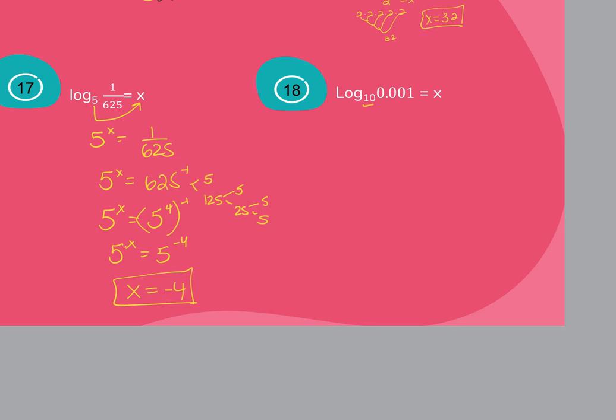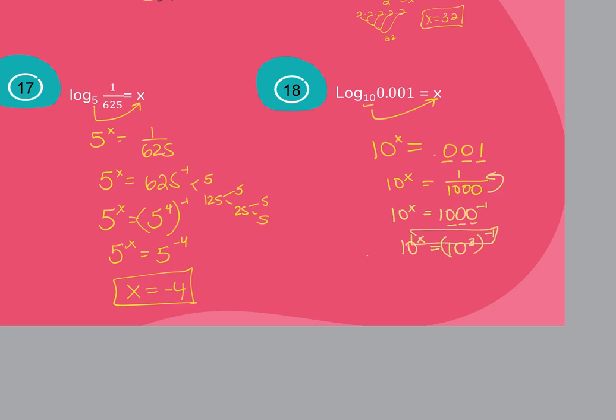18 is that base of 10. So 10 to what power is 0.001? So 0.001 is 1 thousandth. This would be 1 over 1,000 equals 10 to the x. I can bring the 1,000 to the top by making it a negative exponent. So 10 to the x equals 1,000 to the -1. And then for each 0 here, that's a power of 1 for an exponent on a 10. So this would be 10 to the third raised to the -1, which means x equals -3. So 10 to the -3 would be 0.001.